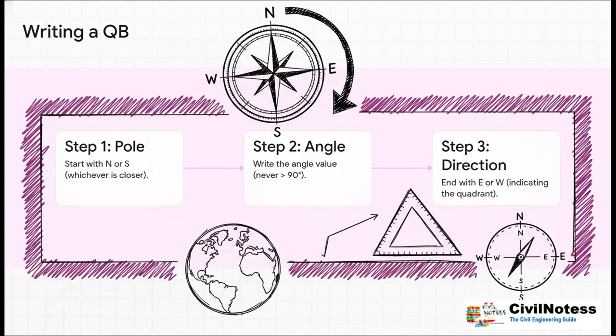Here's your cheat sheet for writing a quadrantal bearing correctly every time. It's just 3 simple steps. 1. You start by writing down N or S, depending on which pole is closer. 2. You write down the angle, which again will always be less than 90 degrees. And 3. You finish with an E or a W to show which quadrant you're in. It's kind of like giving someone directions, right? Go south, then turn 30 degrees to the west. If you follow these 3 steps, you literally can't get it wrong.